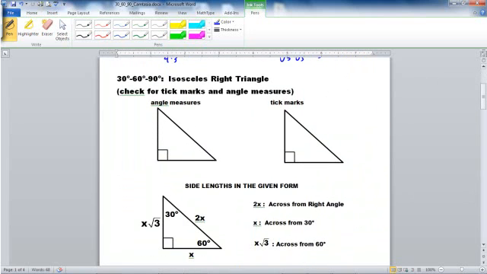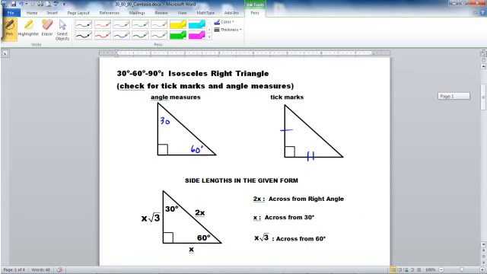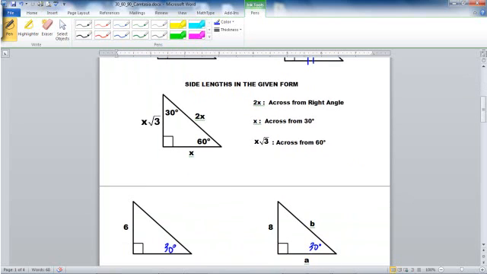So your 30, 60, 90, unlike the 45, 45, 90, it's got some different tick marks. Angle measures, you'll see a 60 in here, and if you remember, angles add up to 180, so 180 minus 90 minus 60 leaves me with 30 up here. The tick marks are going to be different because my sides are not the same, which they were in the 45, 45, 90. And here are your general side lengths for your 30, 60, 90.